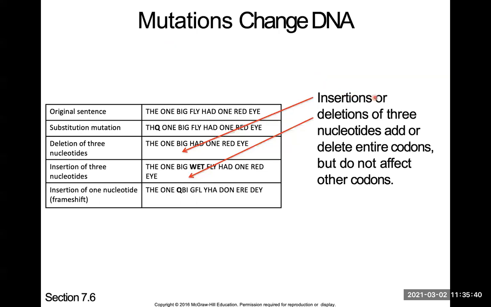So insertion or deletions of 3 nucleotides add or delete entire codons, but they do not affect other codons. You can still read the other codons, whereas here you can't read any of the codons after this.